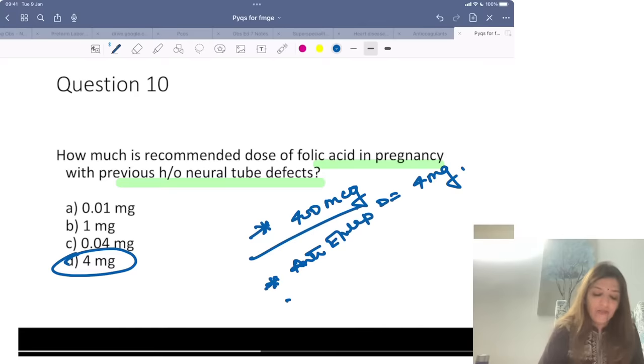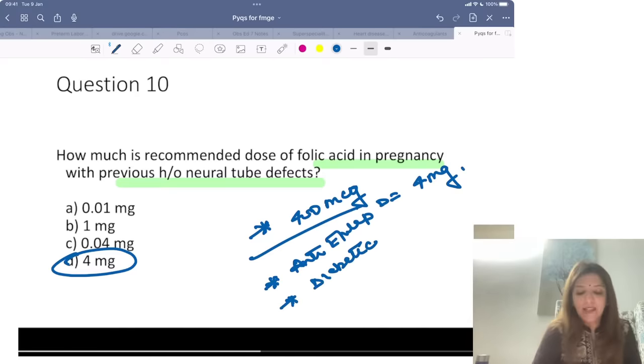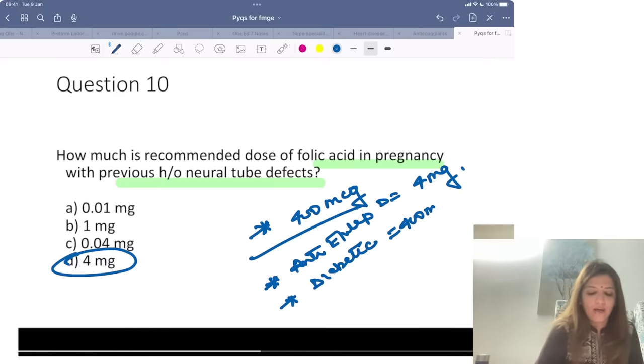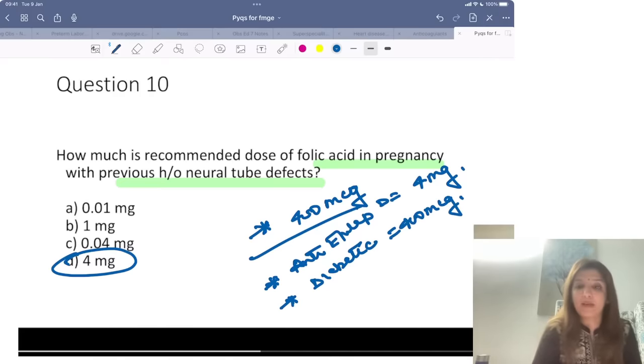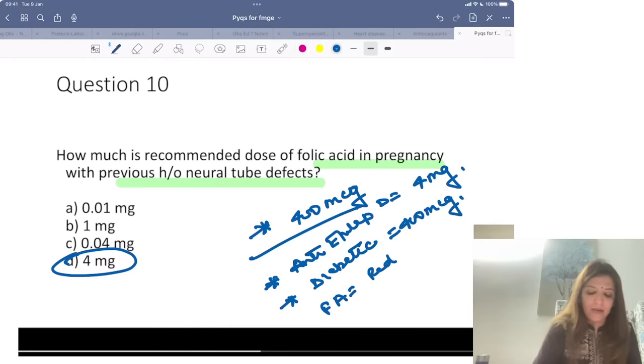Then, if a patient is diabetic, right? Then the dose which you have to give is 400 micrograms. Don't say it is 4 milligrams, right? Diabetic patients, maybe the dose of folic acid is 400 micrograms. What is the dose of folic acid in red pill?